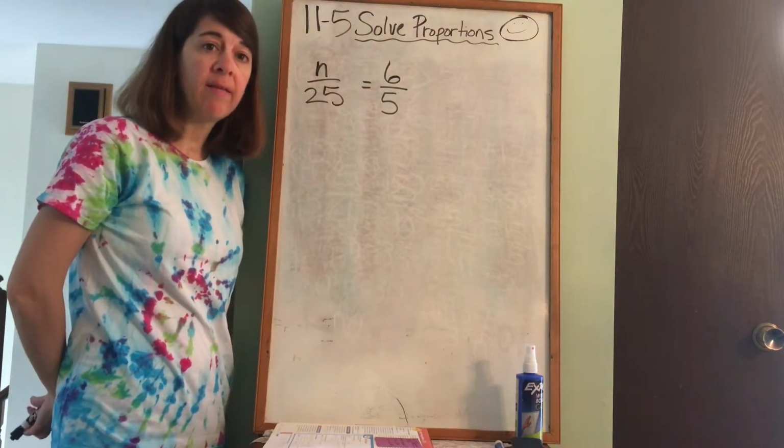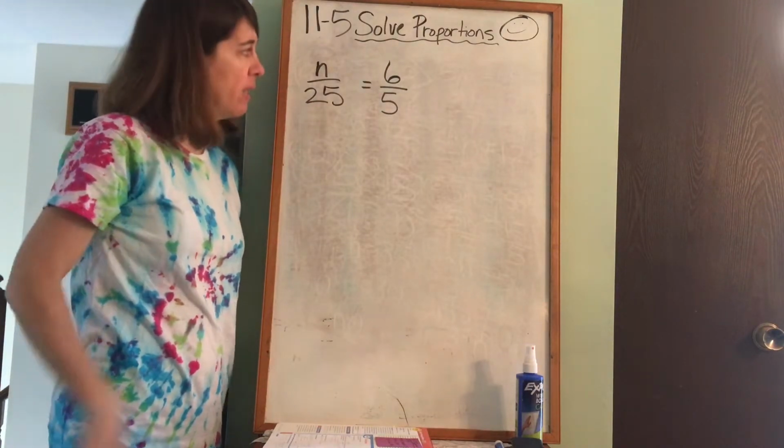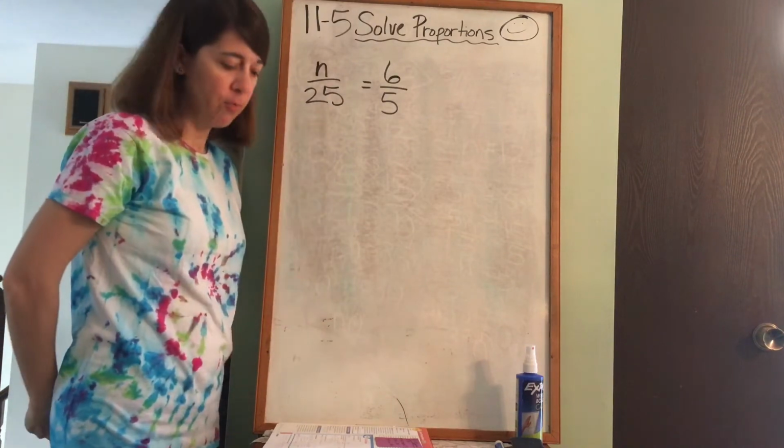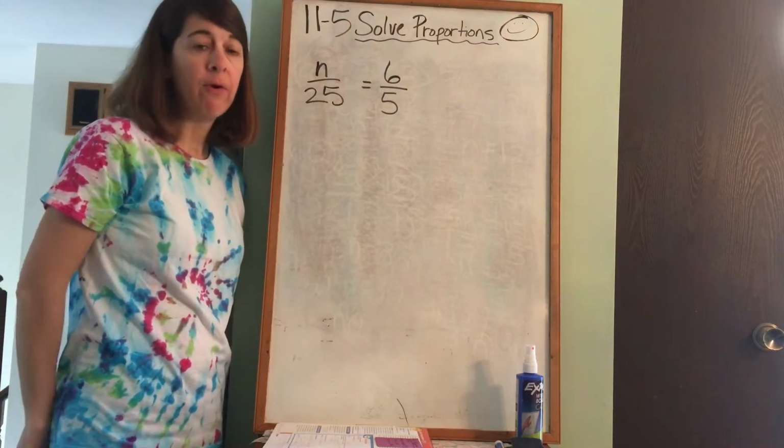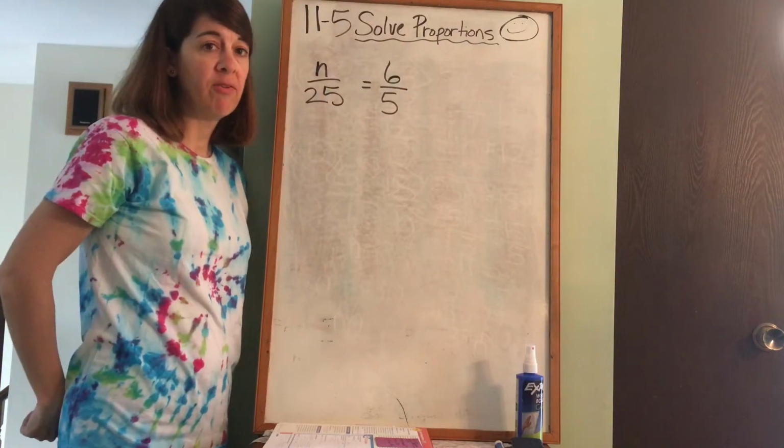So taking a look at the example question at the top of page 384, I've got it right here, n over 25 equals 6 over 5. There are two different ways you could possibly solve that today.